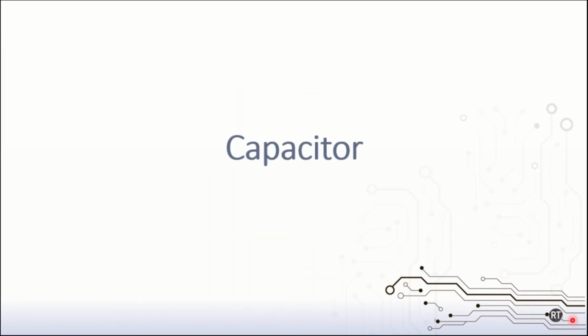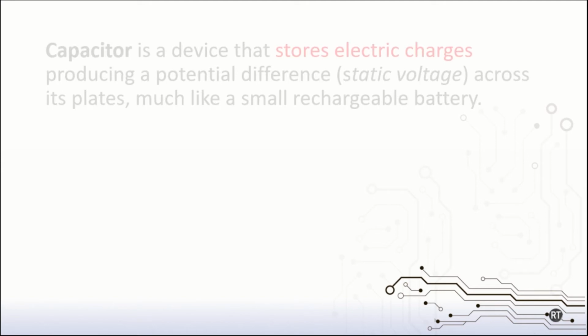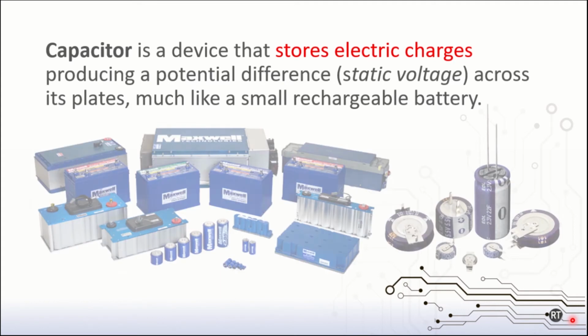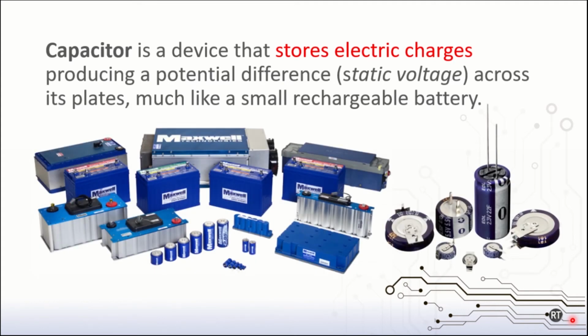The next device is the capacitor. A capacitor is a device that stores electric charges, producing a potential difference across its plates, much like a small rechargeable battery. It also comes in different shapes and sizes. Most electronic products use capacitors, such as in timing circuitry, tuning dial of a radio, the flash of a camera.